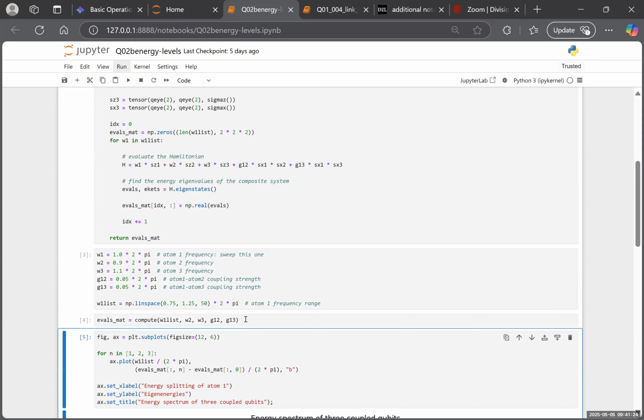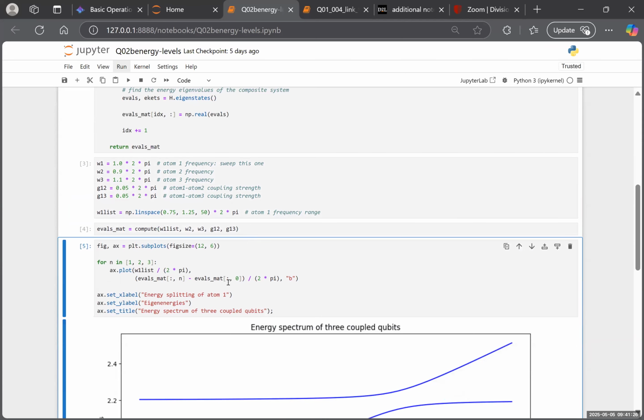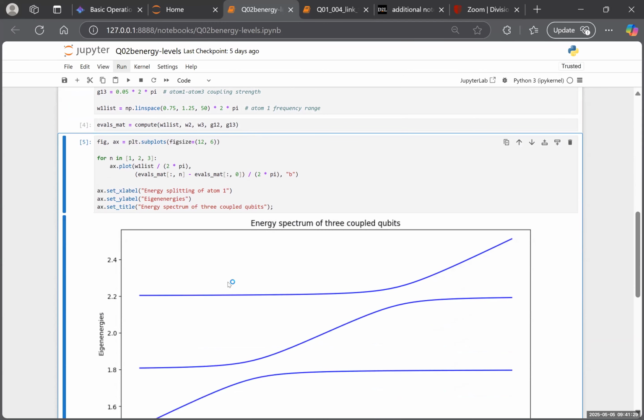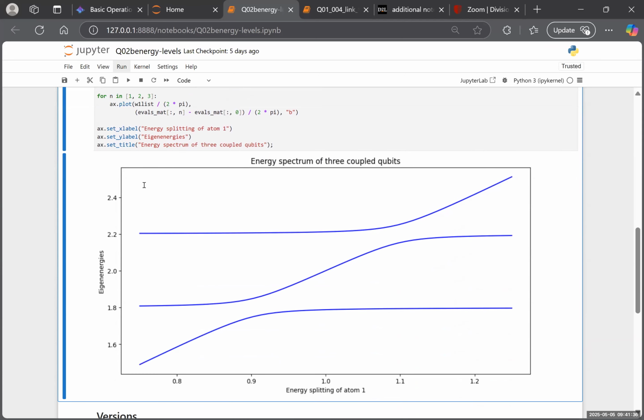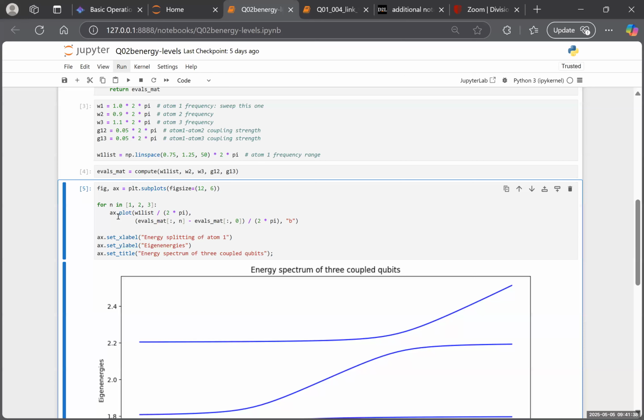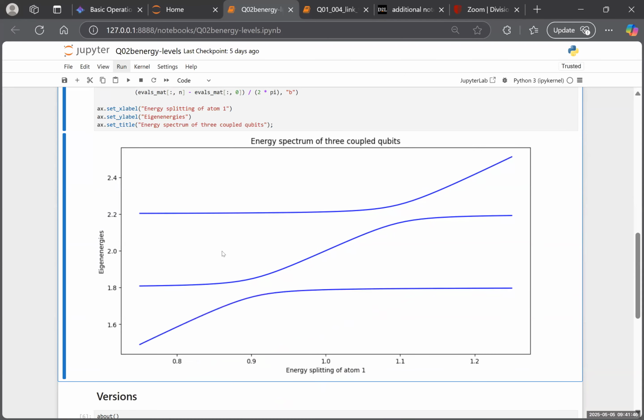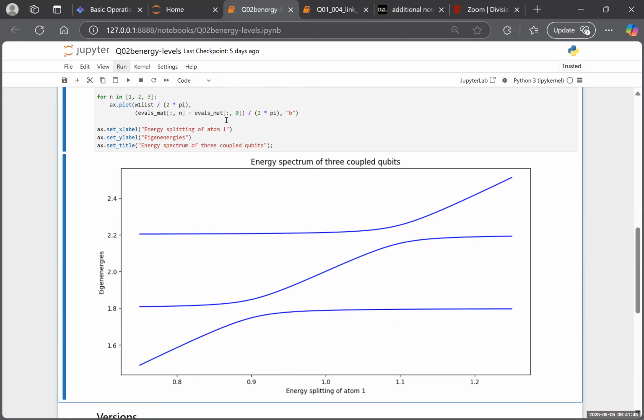Compute that. What it's doing now is doing the plot. So you can see this plot. It would show the three lowest levels. So this plot, and this is subtracting the ground state energy, the 0, and then divided by 2 pi. So this is doing that.